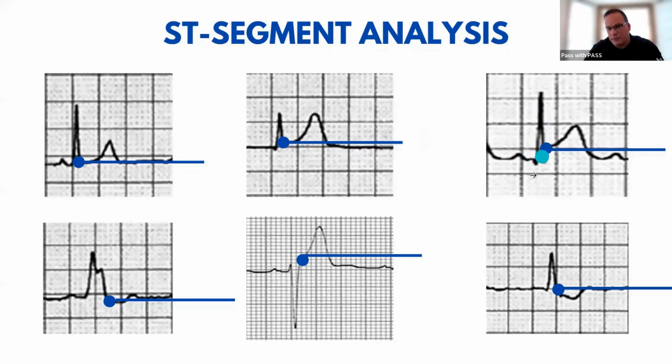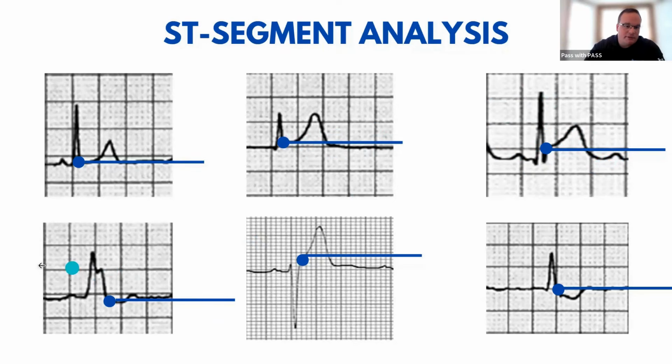As I jump over to picture 3, my J point would be right in the middle of this blue dot. If I draw a straight line over, I don't have much of a TP segment to look at, but I have enough of one. I'm about 2 millimeters of elevation there.